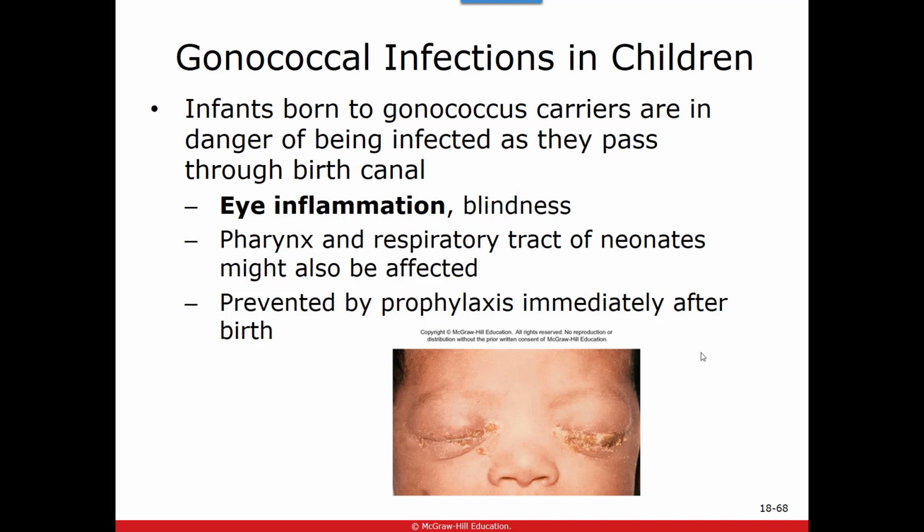Now, diagnosing it, well, we're going to gram stain it. We know it's gram negative, so it's going to show up pink.